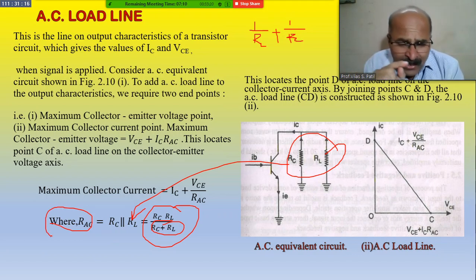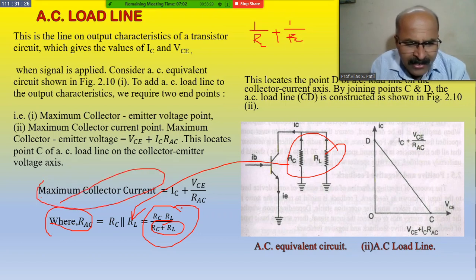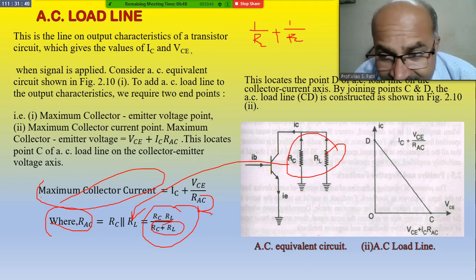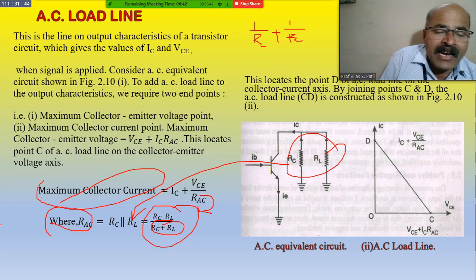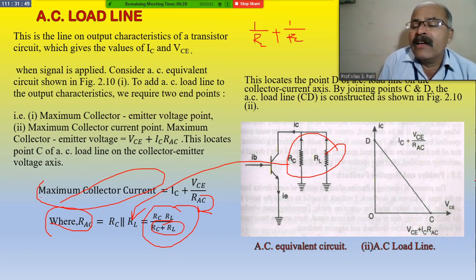Means that this condition, that is the maximum collector current. See here, the maximum collector current that will be shown here. Maximum collector current is IC plus VCE divided by RAC. आणि RAC ची व्हॅल्यू तुम्हाला काय दिली सांगा, RAC बरोबर RC इंटू RL डिवायडेड बाय RC प्लस RL. आणि हे सगळं पुटअप केलं की आपल्याला मॅक्सिमम कलेक्टर करंटची व्हॅल्यू मिळाली.